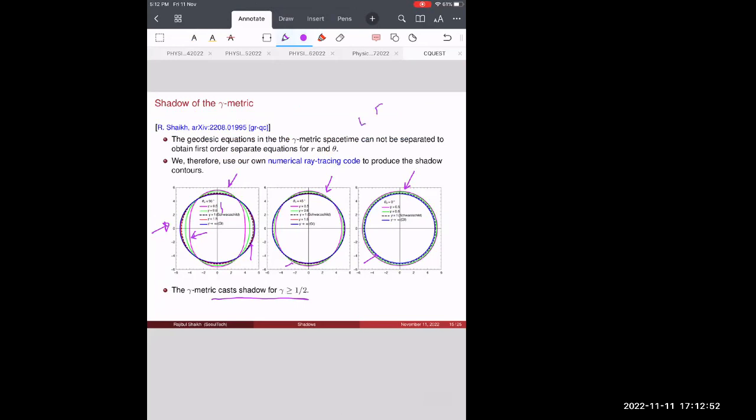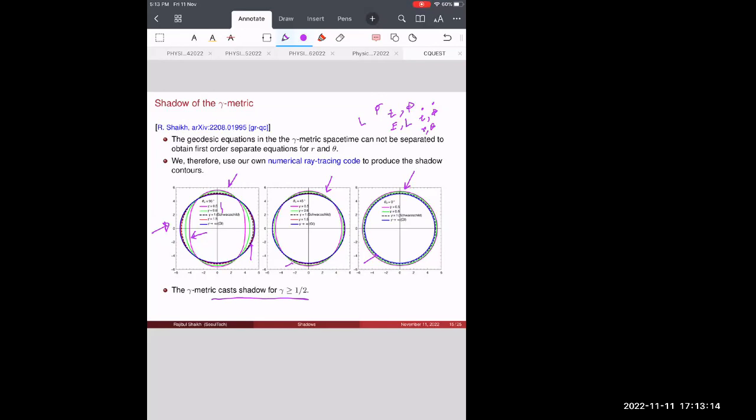Since this space-time doesn't depend on t and phi, we can use the energy E, the constant of motion, and the angular momentum L to find the first order equations for t dot and phi dot. But the other two equations, for r and theta, are coupled. We cannot separate them out using the Carter constant.